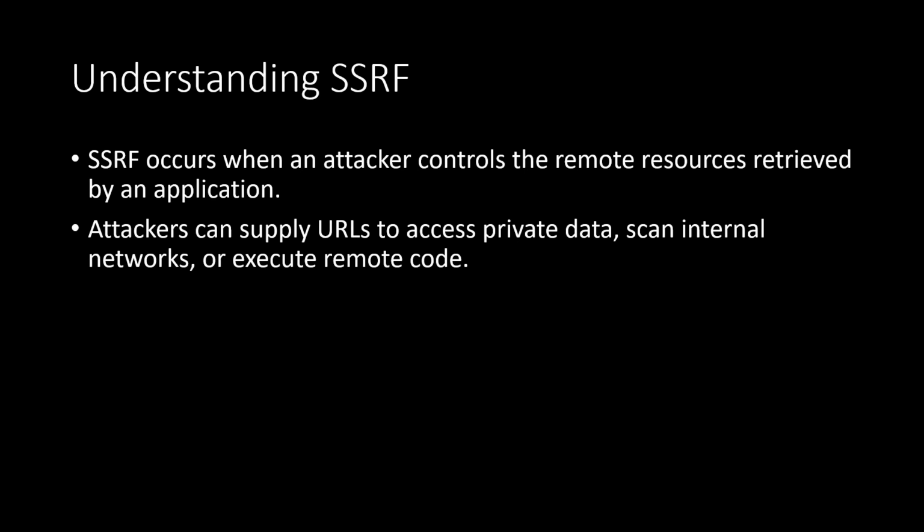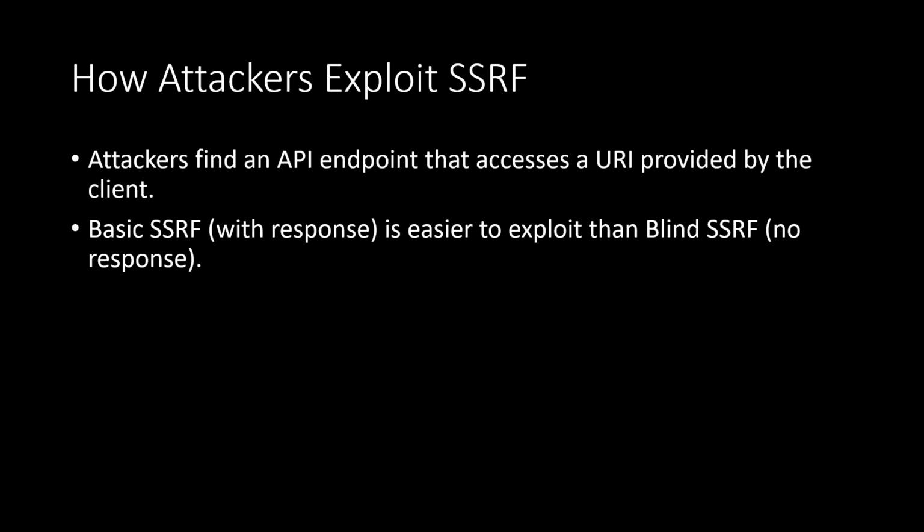Server-side request forgery, or SSRF, occurs when an attacker can control the remote resources retrieved by an application. By supplying specific URLs, attackers can access private data, scan internal networks, or even execute remote code. Attackers exploit SSRF by finding API endpoints that access a URI provided by the client. Basic SSRF, where the response is returned to the attacker, is easier to exploit than blind SSRF, where the attacker does not receive feedback on the success of the attack.